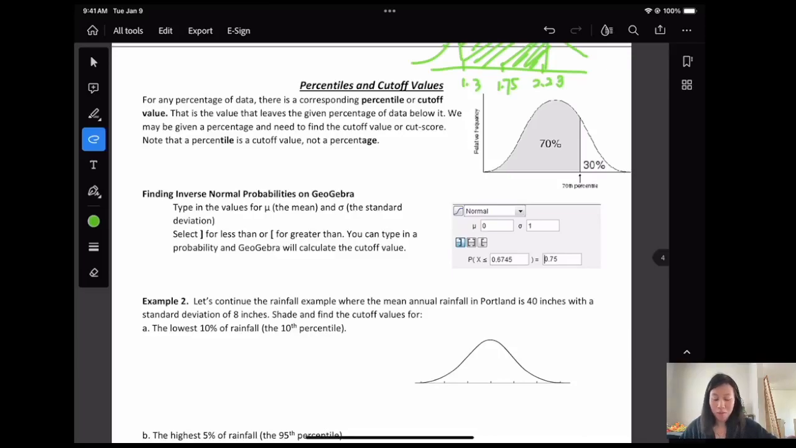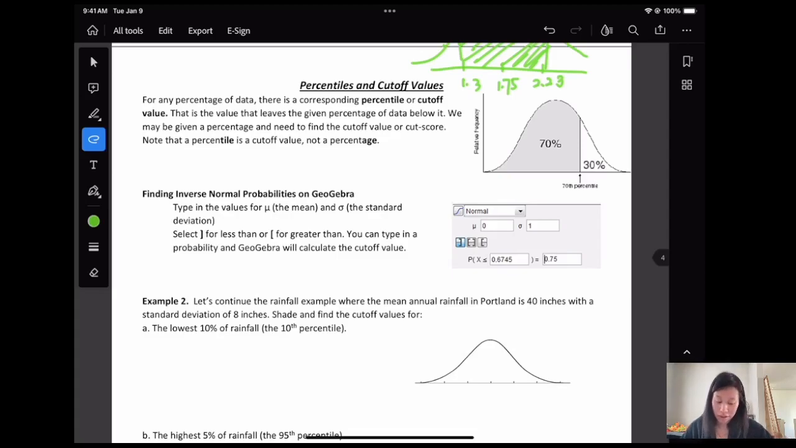Okay, in today's lesson, we're going to look for the percentile and the cutoff value. For any percentage of the data, there is a corresponding percentile or cutoff value. That is the value that leaves the given percentage of the data below it. We might be given the percentage and need to find the cutoff value or the cutoff score, the cut score. Note that the percentile is the cutoff value, not the percentage.